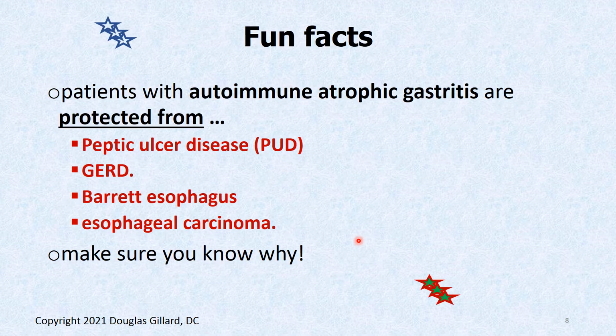Some fun facts. It's interesting that people with autoimmune atrophic gastritis are protected from peptic ulcer disease and from GERD. Why would that be? Well, autoimmune atrophic gastritis is a destruction of the cells that make acid, so you're not going to have acid. If you don't have acid, you're not going to get ulcers, or you're not going to have GERD, or you're not going to have a Barrett's esophagus or esophageal carcinoma, which is all stimulated by overproduction of acid.